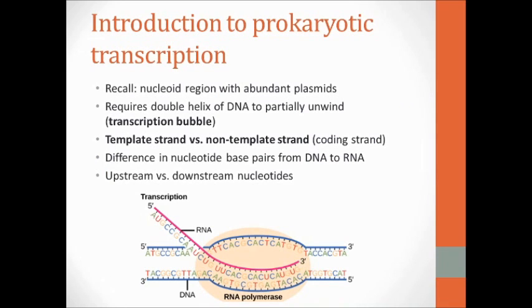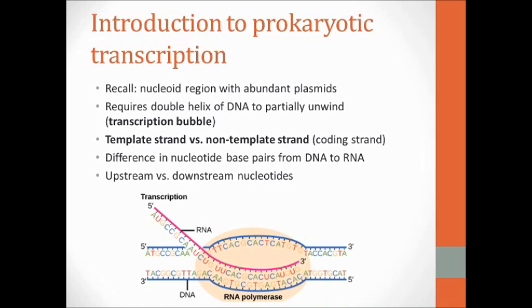Recall that prokaryotes don't have a membrane-bound nucleus. Instead, they have a nucleoid region, since they don't have a true nucleus. They also have abundant plasmids, which are circular pieces of DNA that they can trade with one another to trade adaptations.